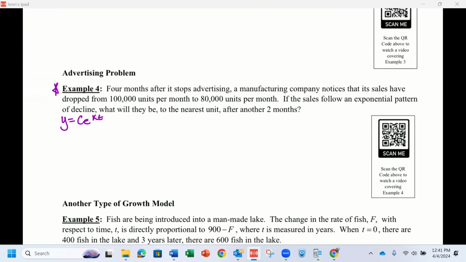So the manufacturing company notices the sales have dropped from 100,000 units to 80,000 units. So my first initial amount is going to be (0, 100,000). Four months later, the company noticed it dropped to 80,000 units per month. So I know my second ordered pair is going to be (4, 80,000).